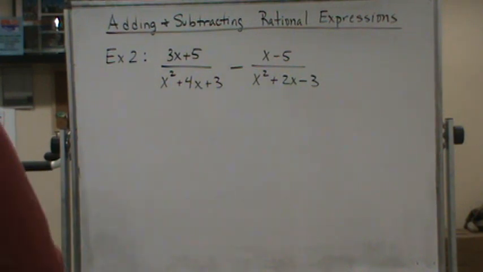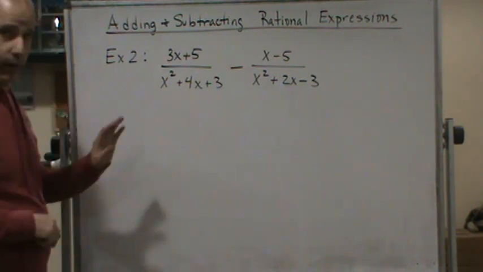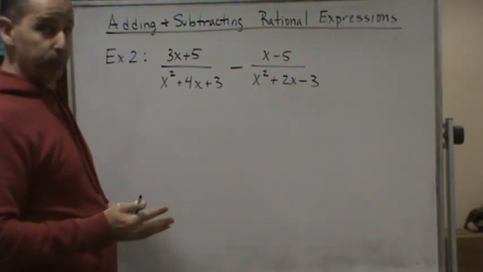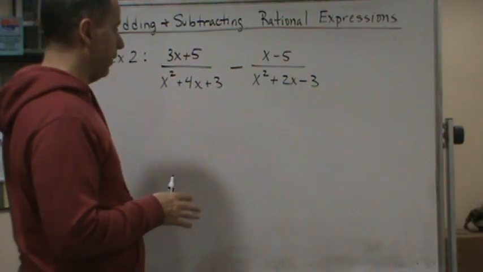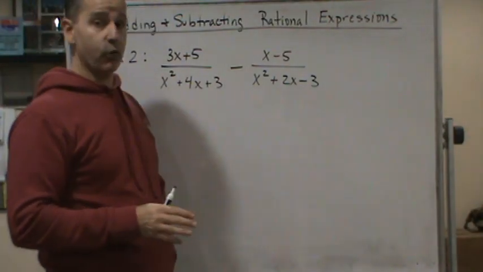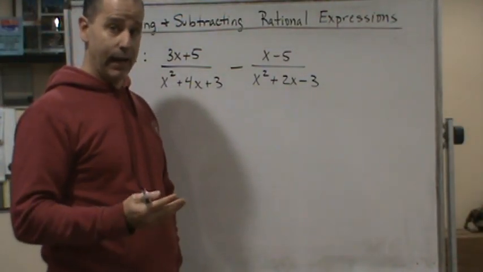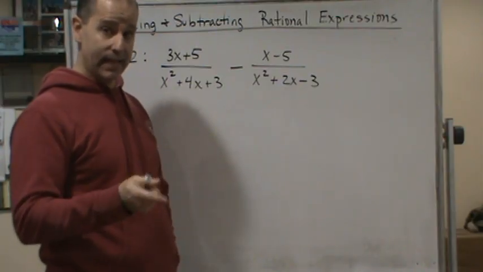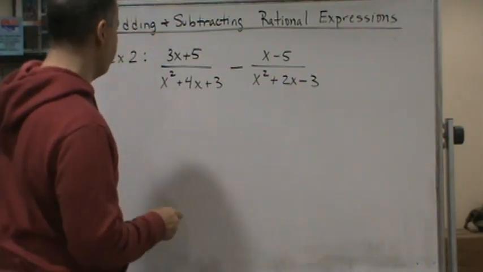All right, welcome back. Now we're going to do another example where it's now subtraction. And so again, the same rules apply. We need to get a common denominator. And the first step is going to be to factor out the denominators to see how we're going to get that least common divisor.